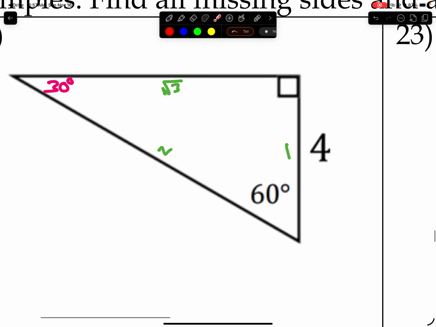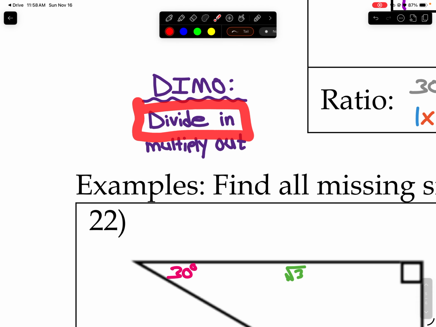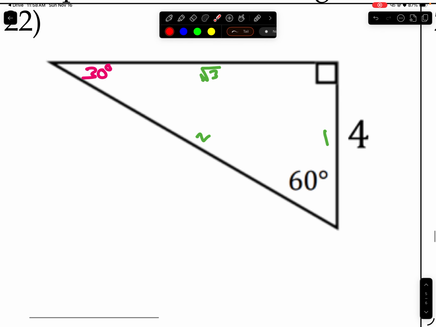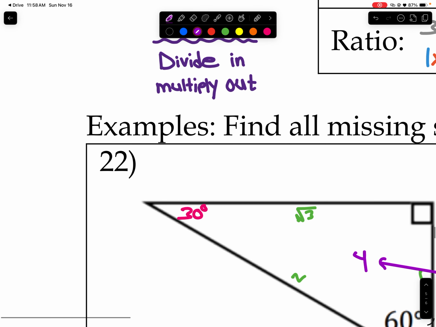So what I'm going to do is take the given value and push this value inside the triangle. When I say push in, I mean I'm going to divide going in. So I'm going to take the value and divide it by its corresponding ratio value. Here I'm going to do 4 divided by 1, which is going to give me 4. And that was the divide in.